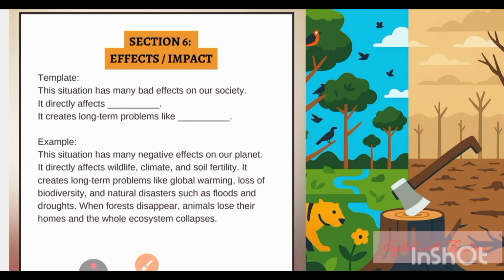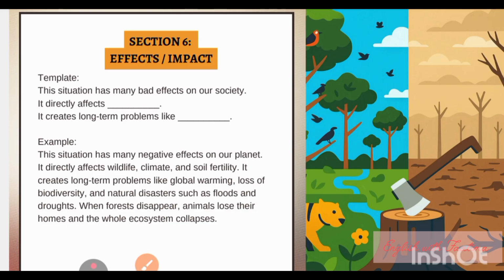Then you can just tell the effects, like the situation has many bad effects on our society and on our planet. It affects wildlife, climate, and soil fertility. And to add more details, you can say it creates long-term problems like global warming, loss of biodiversity, and natural disasters such as floods and droughts.